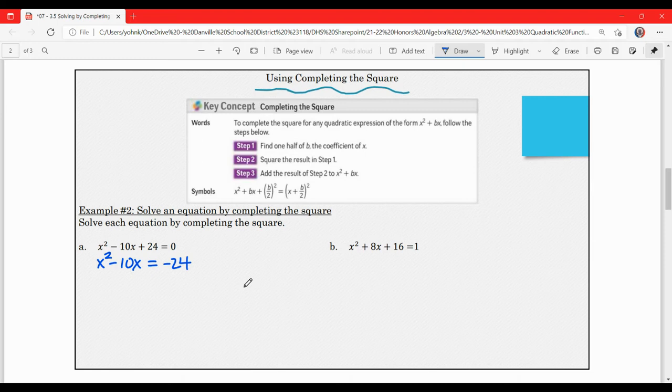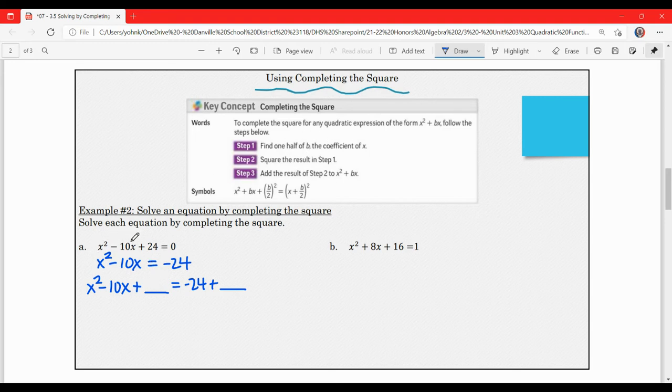So that's step one, is to make one side be just letters and the other side numbers. Then I'm going to do x squared minus 10x plus, and leave a little line, equals negative 24 plus, and leave a little line. The reason why I put these plus lines here is because that's where I'm going to put my completing the square value that we just talked about getting.